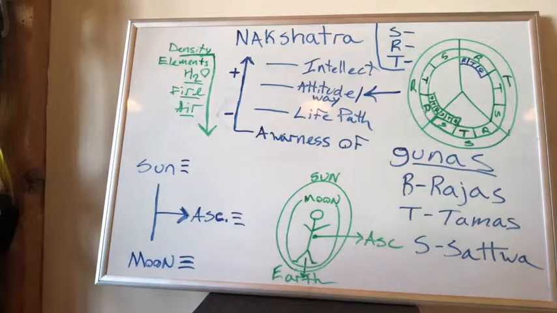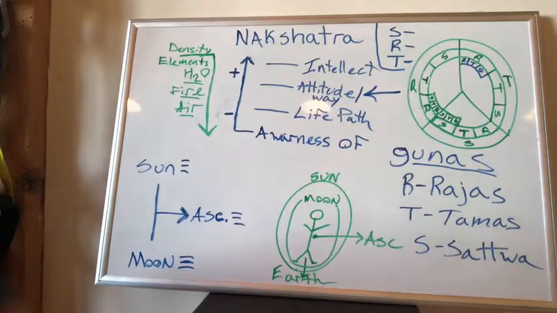The gunas are basically universal qualities that are pervasive in all areas of nature and all areas of creation. That includes you and I. And the gunas are literally layered within our being, which is the concept I want to go over today. Again, looking at this idea of the sun, the moon, and the ascendant.